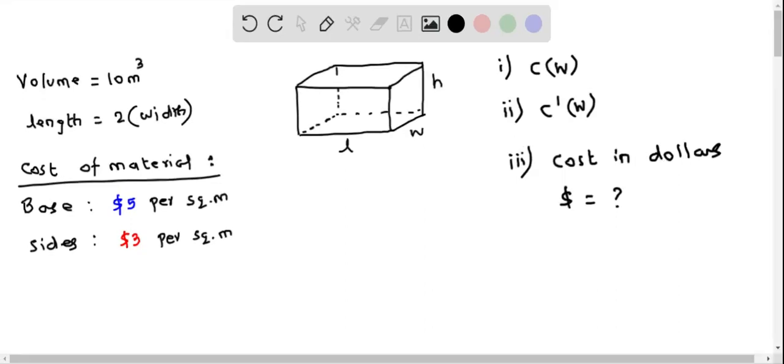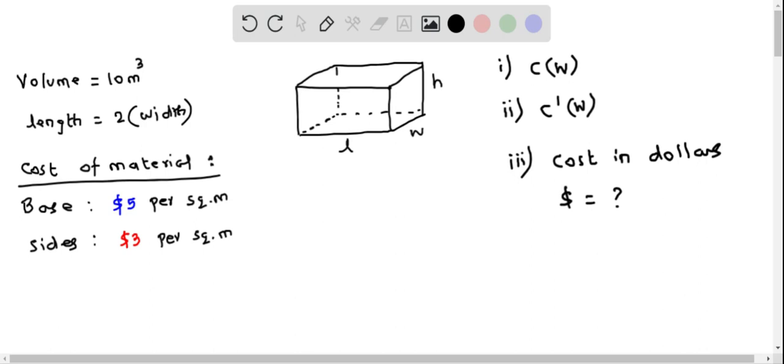Here we have a storage container without a lid, whose volume is given as 10 meter cube, and the length of the base is given as twice the width. So I have written it as 2 times the width. We're also given the cost of the material for the base as well as the sides. For the base, it is charged at $5 per square meter, and for the sides, that is the front and rear and left and right, it is charged at $3 per square meter.